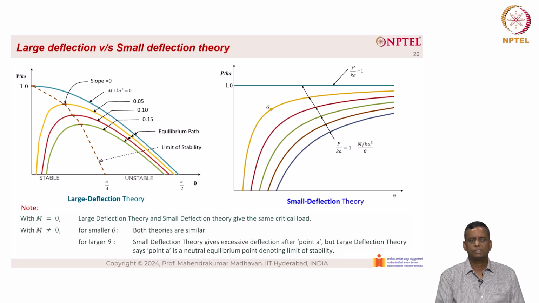What we observe from this is that when m equal to 0, there is no change between large deflection theory and small deflection theory. Both give the same critical load. When m not equal to 0, both the theories are similar for smaller values of theta. However, for larger values of theta, small deflection theory gives excessive deflection after point A, but large deflection theory says point A is the neutral equilibrium point, denoting the limit state of stability. This completes the spring bar models as well as the large deflection versus small deflection theory. We will continue our conversation on structural stability in the next class. Thank you very much.